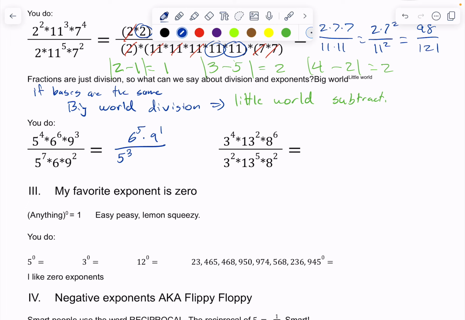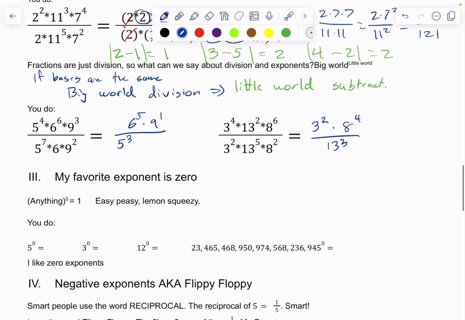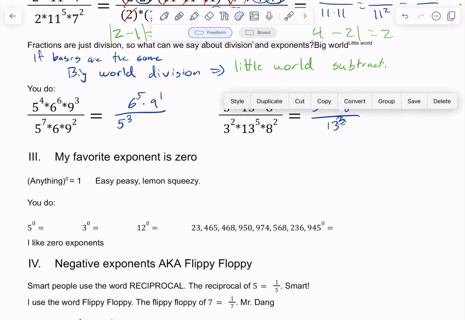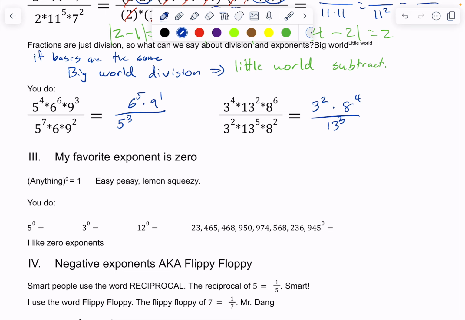This is a fine answer. I don't want to know what the actual number is going to be. 3 to the 2, 13 to the 3rd power, times 8 to the 4th power. Yeah, you can leave it that way. I might clean this up a little bit. There we go. Make sure you understand it's a 3 to the 3rd power, not 133.